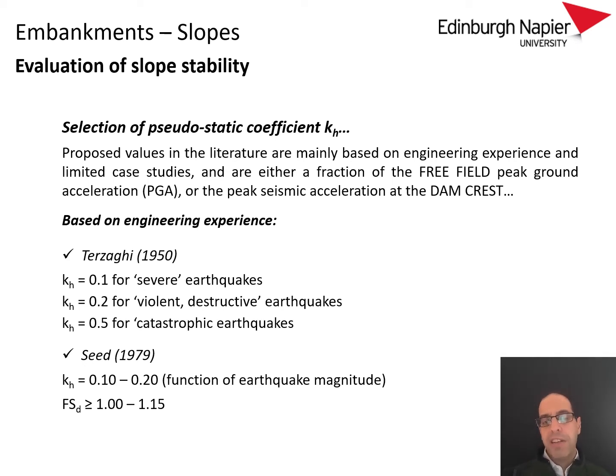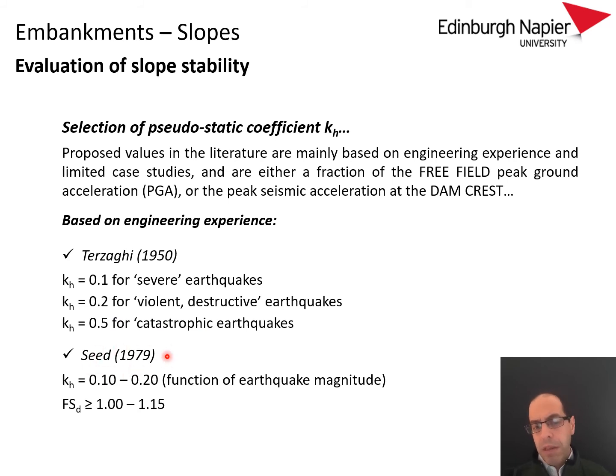Two examples of that available experience are the case of Terzaghi and the proposals by SID in the 1980s. You can see that Terzaghi, a long time ago, proposed 0.1 for severe earthquakes, 0.2 for very violent and destructive earthquakes, and 0.5 for catastrophic earthquakes. Those are somewhat subjective descriptions, but people later on added, again empirical and based on experience, thresholds that relate these descriptions to earthquake magnitudes.